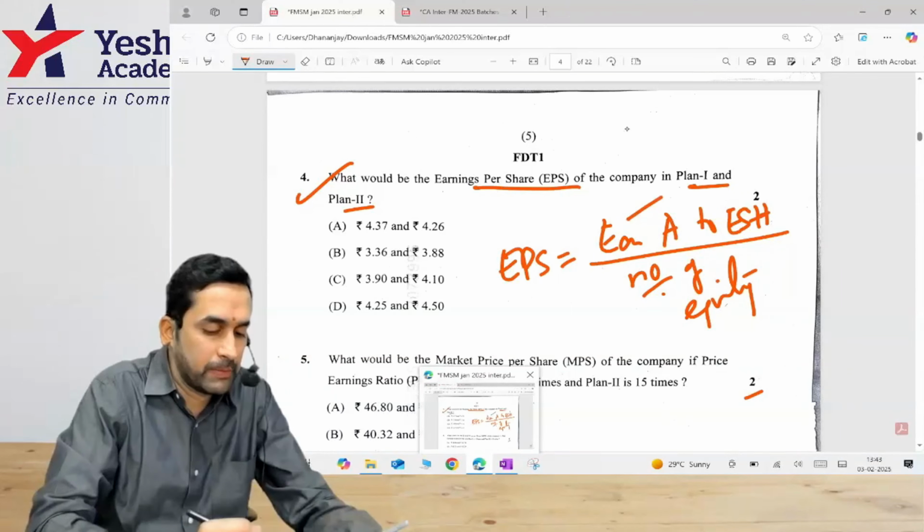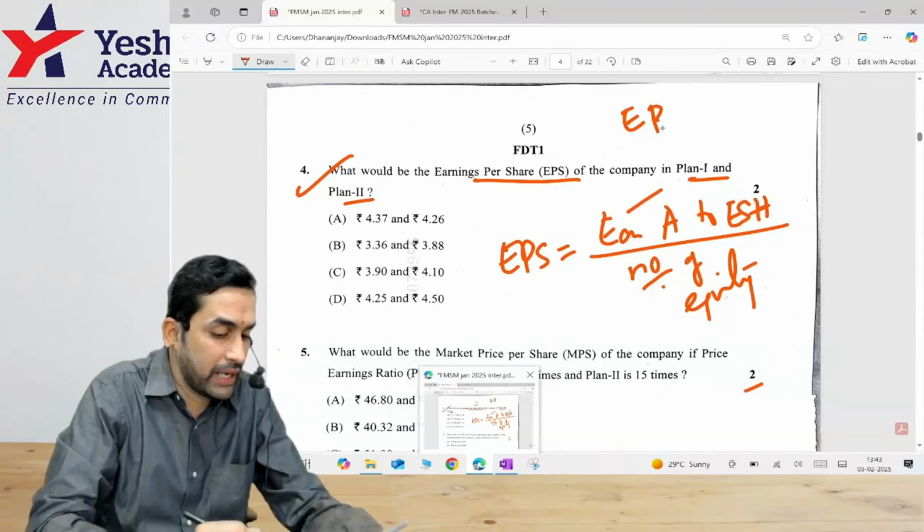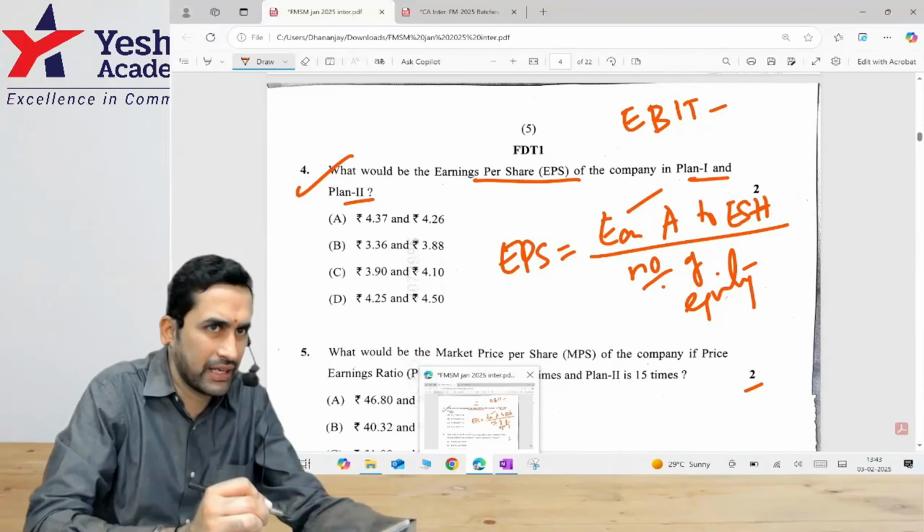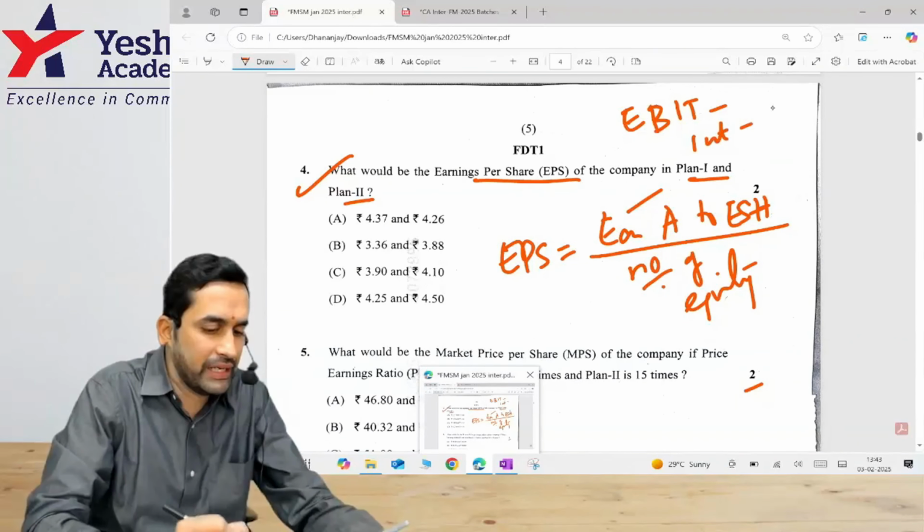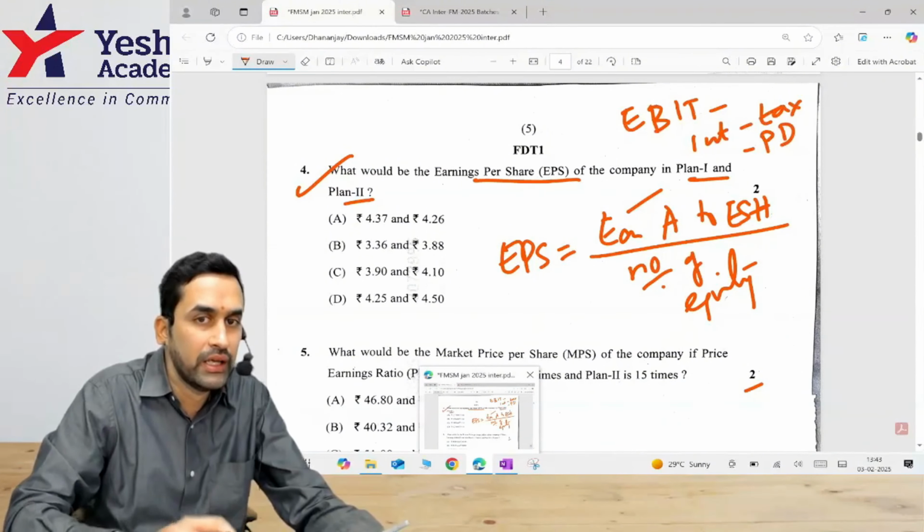How to get earning available to equity shareholder? In the question, EBIT was given. I read it, I think 90 lakh was the number. From that you have to pay interest and then tax. If there is any preference dividend, take that out. Divided by number of equity shares.